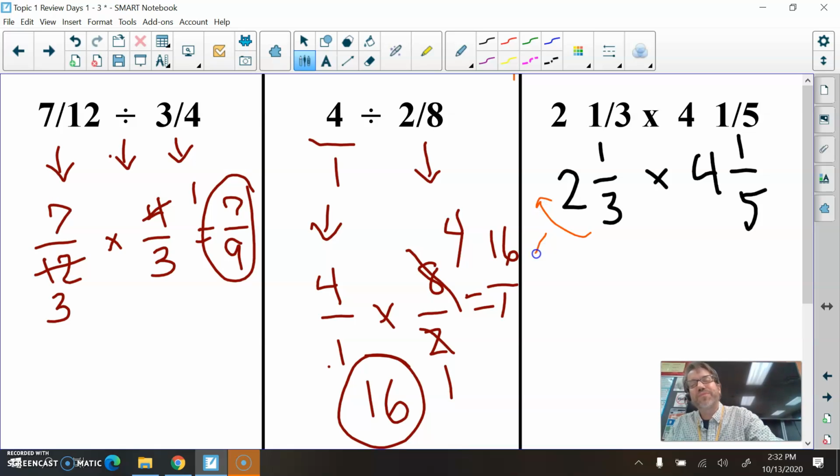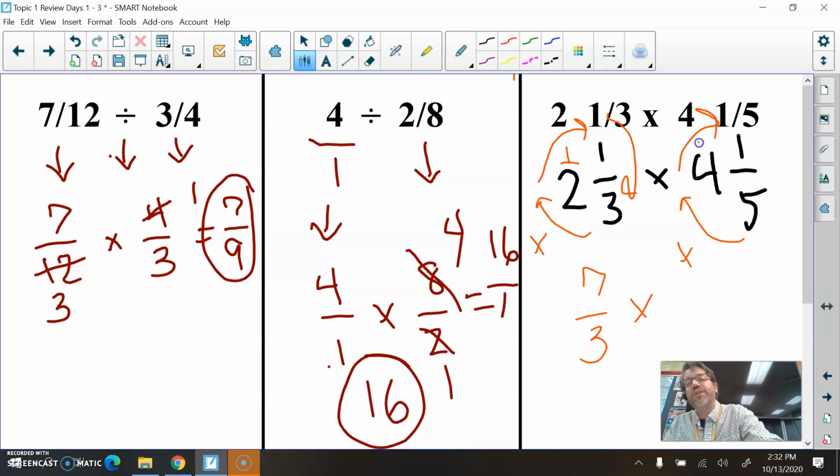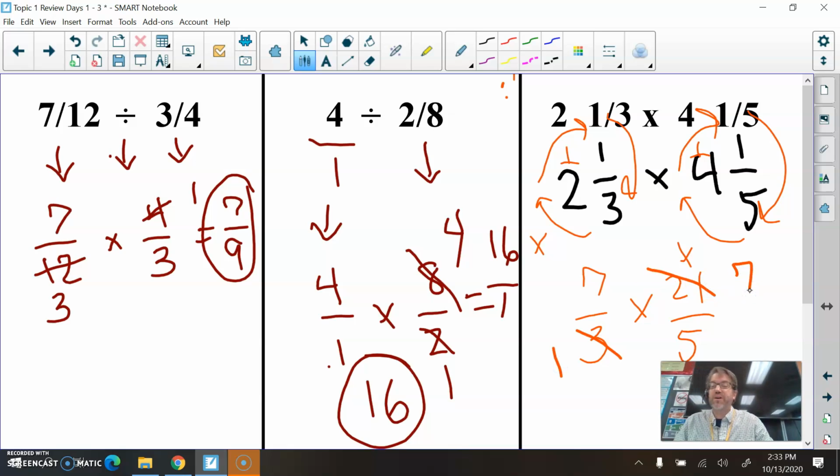3 times 2 is 6, plus 1 is 7, and we put that over 3, okay? And then I do that over here. It's times. It's already a multiplying problem. 5 times 4, that's 20, plus 1, that's 21, and we put that over the 5. There, that looks good. Now, can I do any simplifying? Well, how about the 3 and the 21? 3 goes into 3 one time. 3 goes into 21 7 times. 21 divided by 3 is 7.